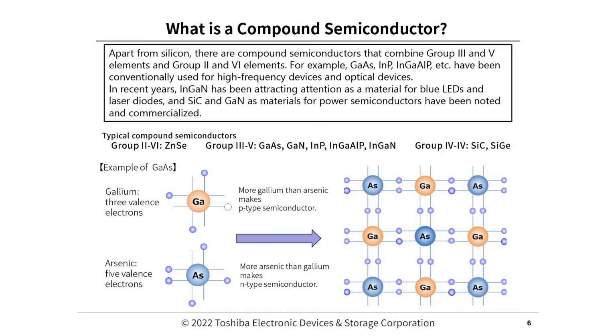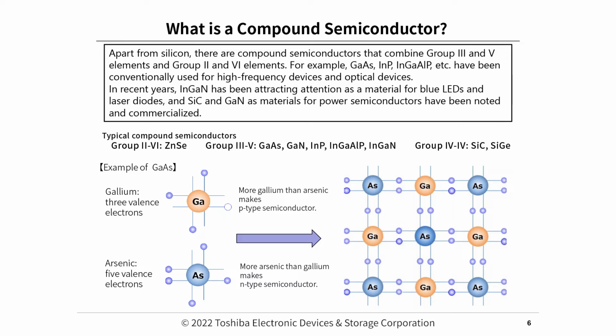What is a compound semiconductor? Apart from silicon, there are compound semiconductors that combine group 3 and 5 elements and group 2 and 6 elements. For example, gallium arsenide, indium phosphide, indium gallium aluminium phosphide, etc. have been conventionally used for high-frequency devices and optical devices.